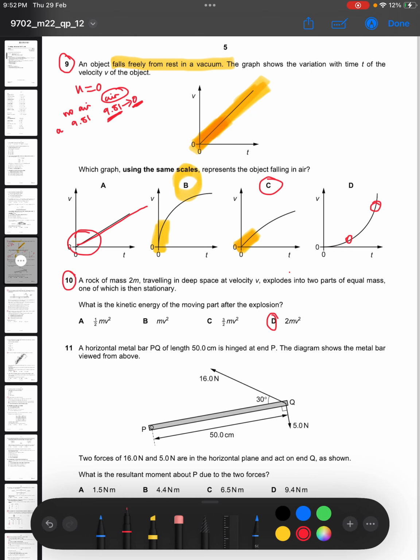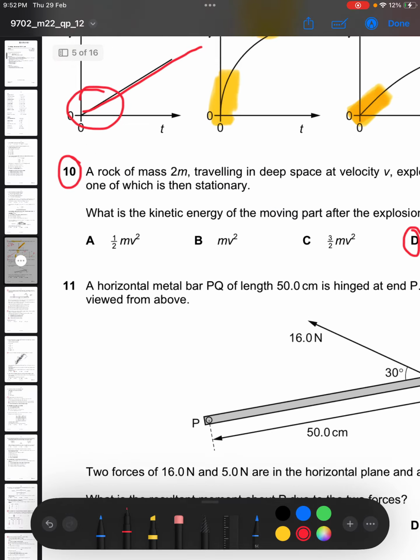So we have a rock of mass 2m. It was traveling in deep space at a velocity v. It explodes into two equal masses. So if its mass was 2m, then now the two equal masses have mass m and m, one of which is then stationary. What is the kinetic energy of the moving part after explosion?